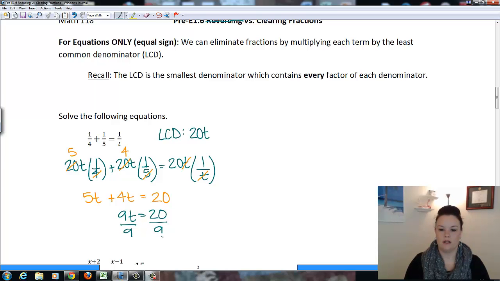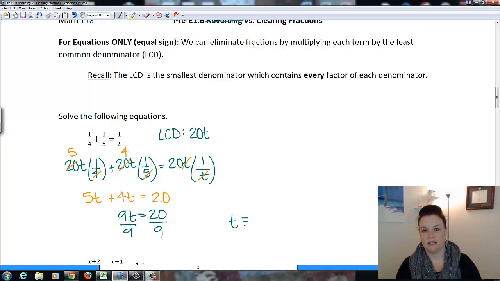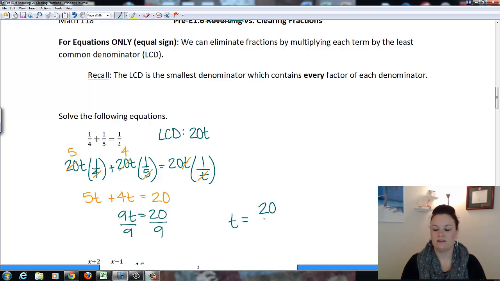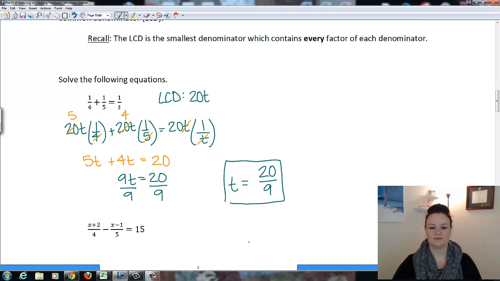Okay. Again, I didn't specify here whether or not to leave it as a reduced fraction or as a decimal. Since I didn't say round to the nearest whatever decimal place, I'm going to go ahead and just leave it as a reduced fraction. Here, 20 and 9 have no common factors, so I'm just going to leave it as an improper fraction, 20 over 9. Okay, let's look at another one.